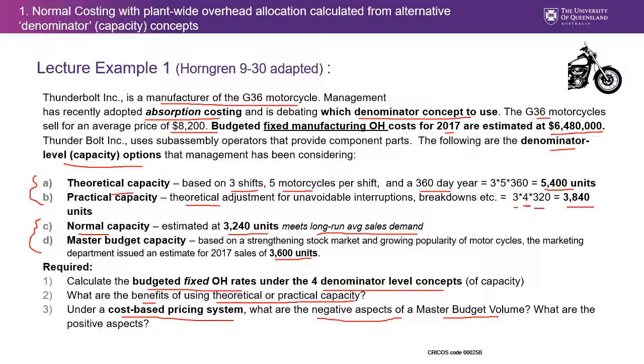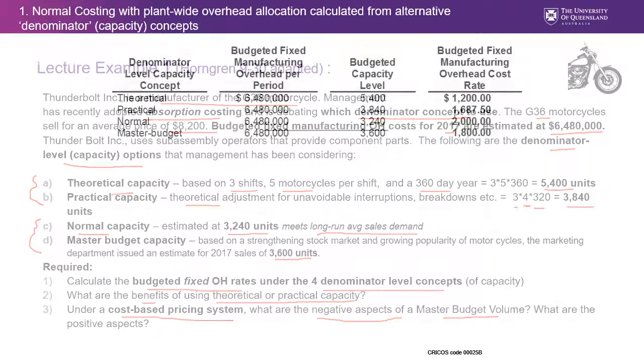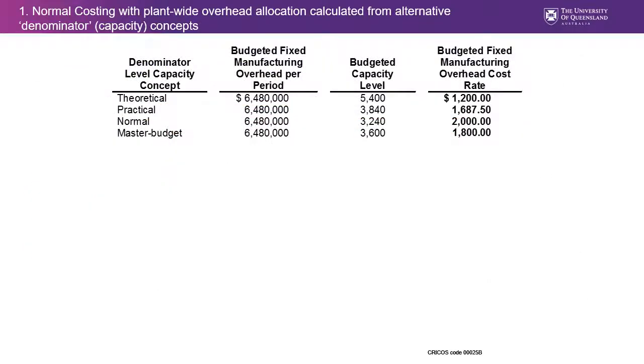So firstly, calculating the different budgeted rates using the different capacities. So remember the budgeted manufacturing overhead in total is 6,480,000. If we're using theoretical capacity as our denominator, we divide the 6,480,000 by the 5,400, and our rate is $1,200 per unit.